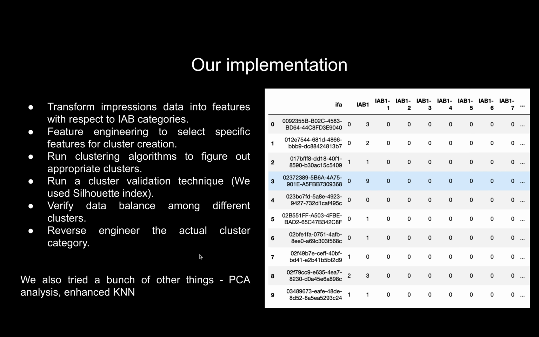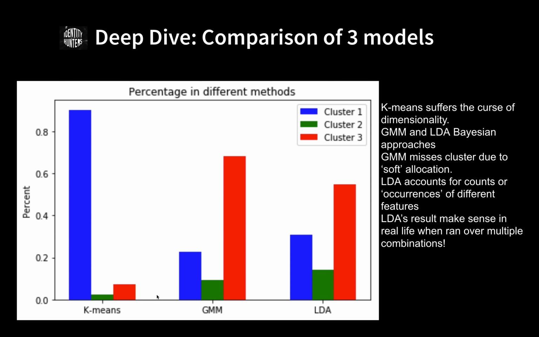Apart from this, we also tried a bunch of other approaches, that is PCA and enhanced KNN. PCA does some sort of dimensionality reduction, but it didn't make sense to do it because we are anyway cherry picking individual features and the data is very sparse. So PCA wouldn't be a good choice. And for the enhanced KNN, we were hoping to get some validation data, but since we did not have any, we just dropped this algorithm.